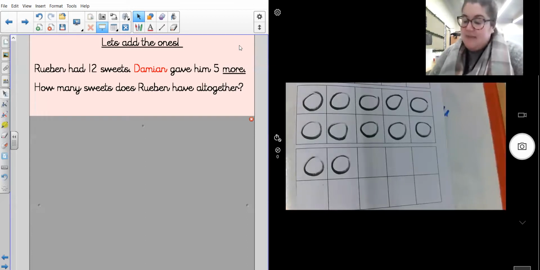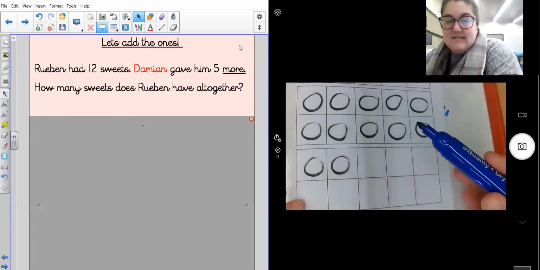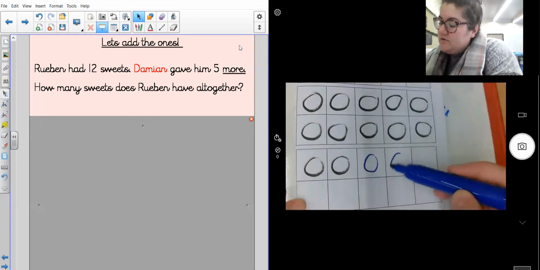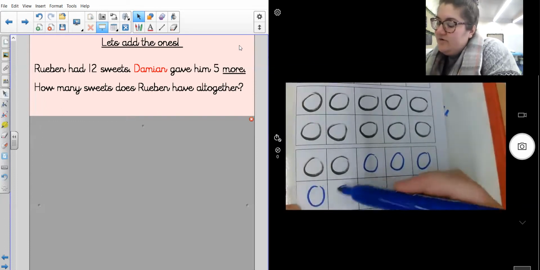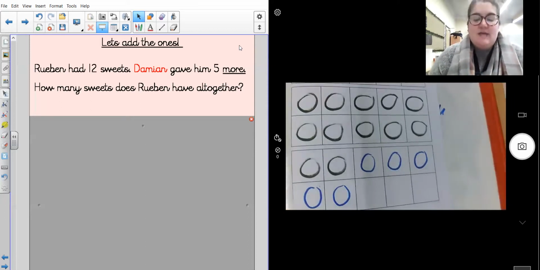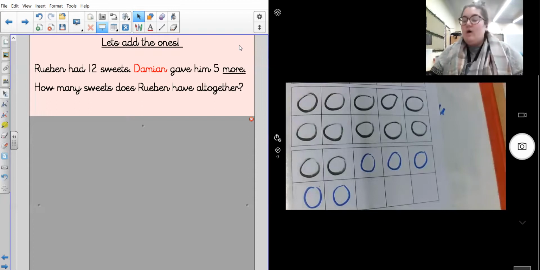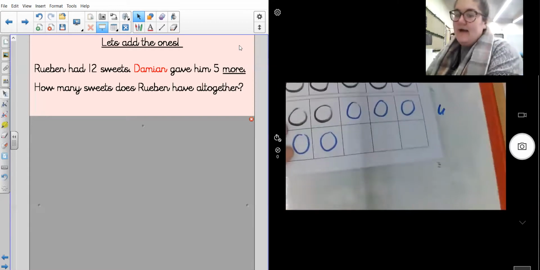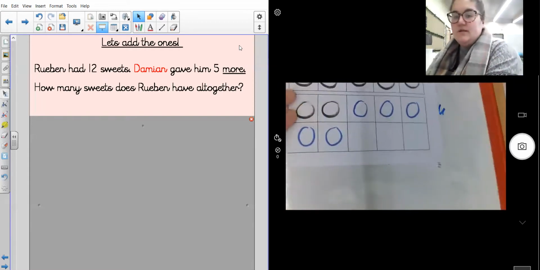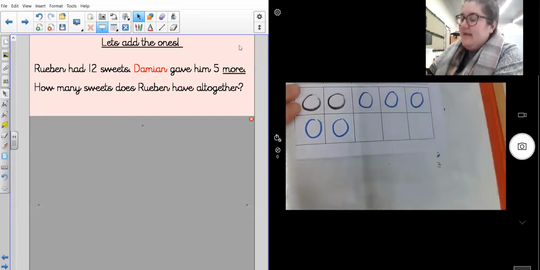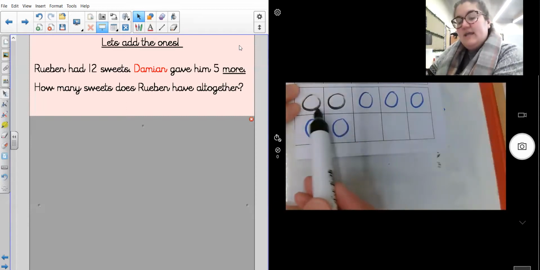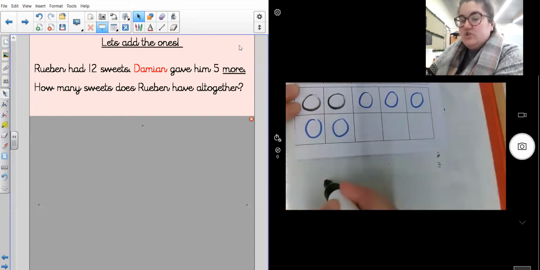Now, Damien came along and was being a very good friend, and Damien gave Reuben 5 more. So I'm going to add Damien's sweets in blue. 1, 2, 3, 4, 5. Okay, so that is my problem represented on 10 frames. Now, I need to do step 1, which is to add the ones, okay? So I'm going to move my 10 out of the way for now so that you can see my ones. And if I think, how many ones have I got here in black? Okay, so I've got 2.